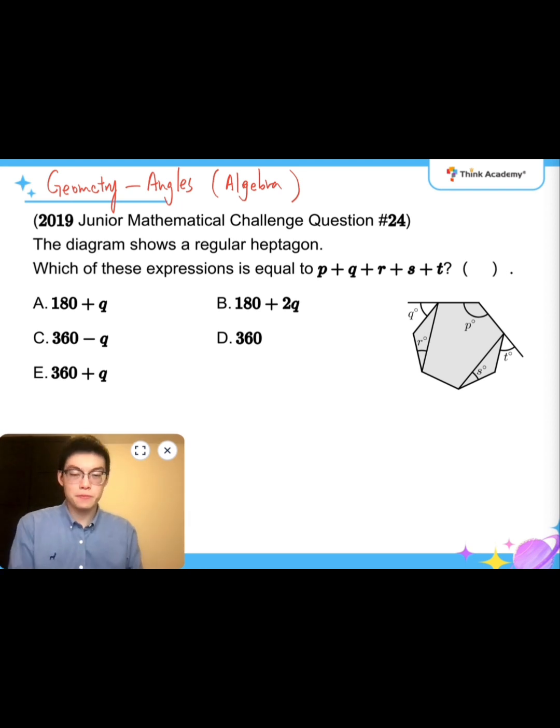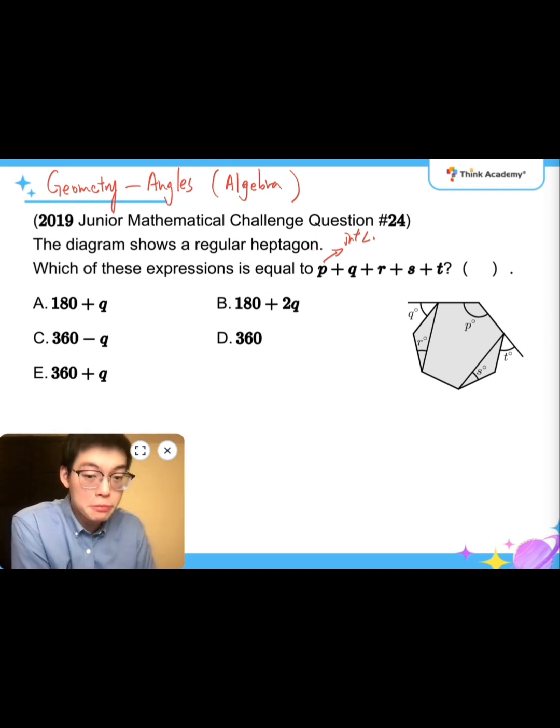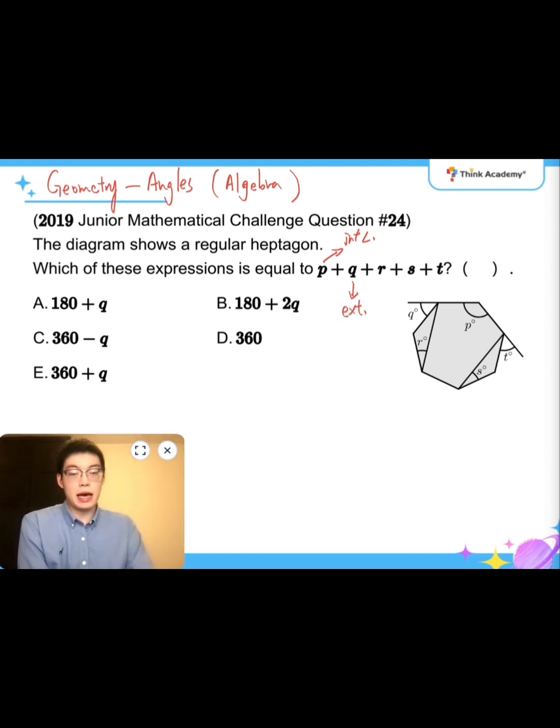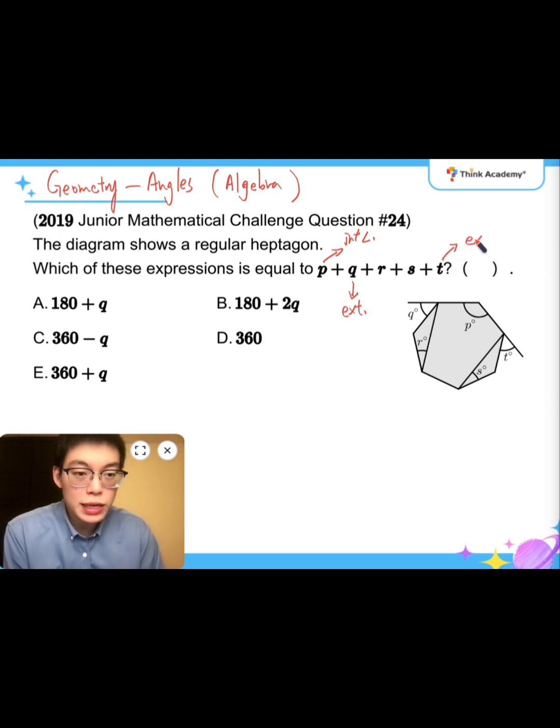So, first of all, we are looking at P, Q, R, S, and T. P is the interior angle of a heptagon, right? Regular heptagon, which means all of them are going to be the same. Q is going to be the exterior angle of a heptagon, as well as T. T is also an exterior angle of the heptagon.